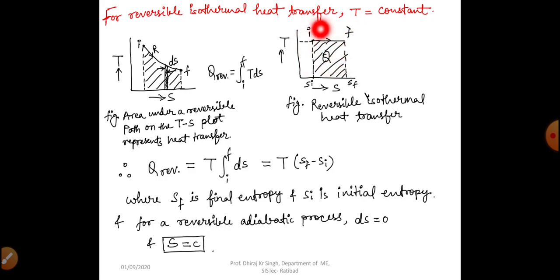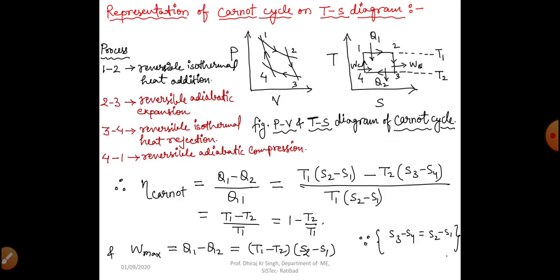Here in this process the heat transfer will be Q reversible equal to T integral dS. We have taken T out of the integration sign because T is constant. After integrating dS, this becomes T into S final minus S initial. So T multiplied by S final minus S initial gives us the reversible heat transfer, where S_F is our final entropy and S_I is our initial entropy. And for a reversible adiabatic process we all know dS equals 0, so entropy will be constant.